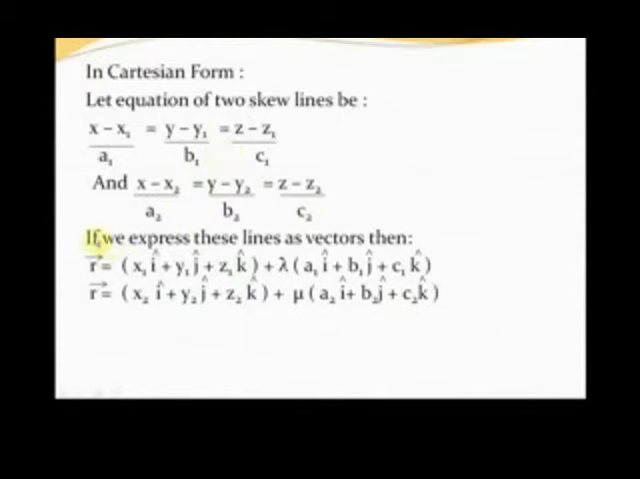Now if we express these lines as vectors, then vector r would be x1 i cap plus y1 j cap plus z1 k cap plus lambda times (a1 i cap plus b1 j cap plus c1 k cap), and r would be equal to x2 i cap plus y2 j cap plus z2 k cap plus mu times (a2 i cap plus b2 j cap plus c2 k cap). Thus we have expressed these two lines in the vector form of equation.